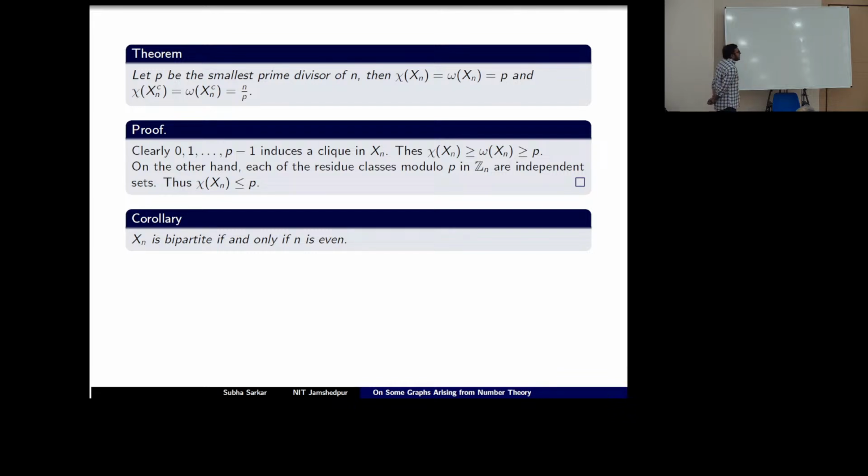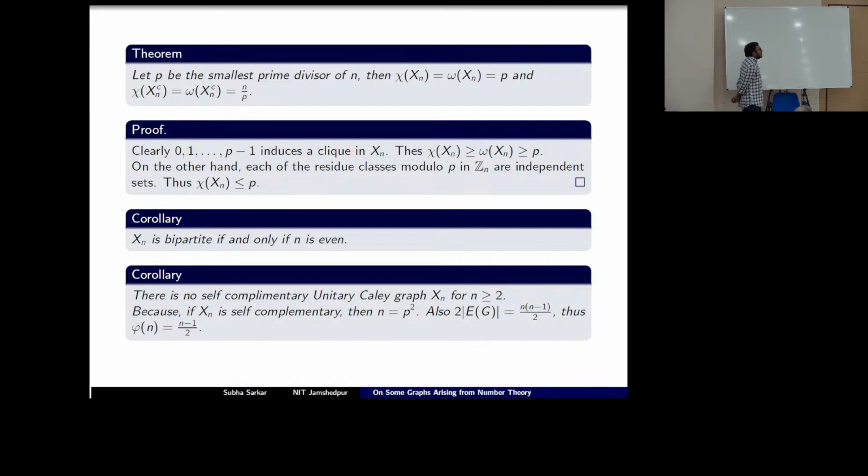Okay. Also, we get a corollary using self-complementariness, that no Xn is self-complementary. This is the next corollary. Suppose some Xn is self-complementary, so the chromatic number of Xn and the chromatic number of Xn complement must be the same, because the graph is self-complementary. So in that case, p must be equal to n by p, so n must be equal to p square.